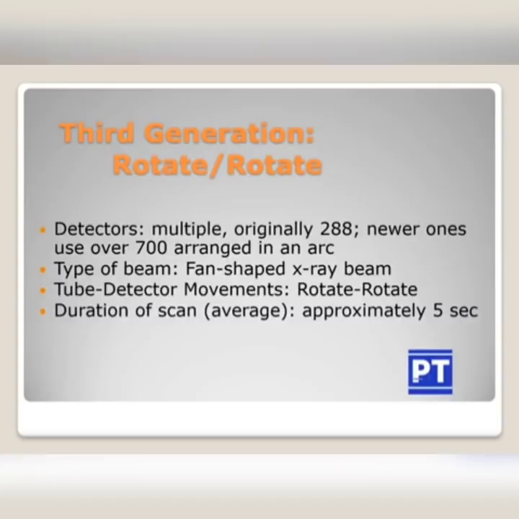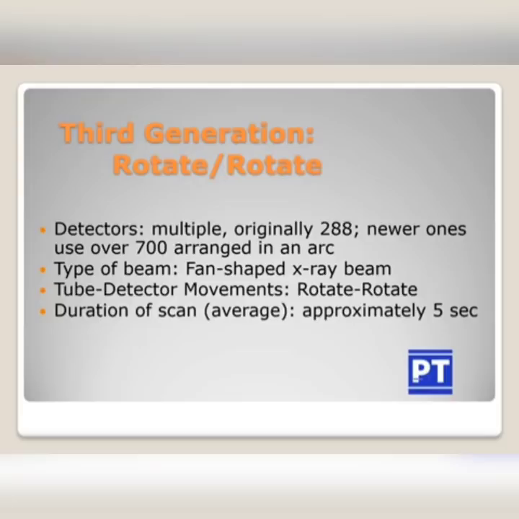Again we are moving on to the third generation CT, rotate-rotate. The name changes from translate-rotate to rotate-rotate. The number of detectors has also increased. Originally it was about 288, and newer ones have around 700 detectors arranged in an arc.